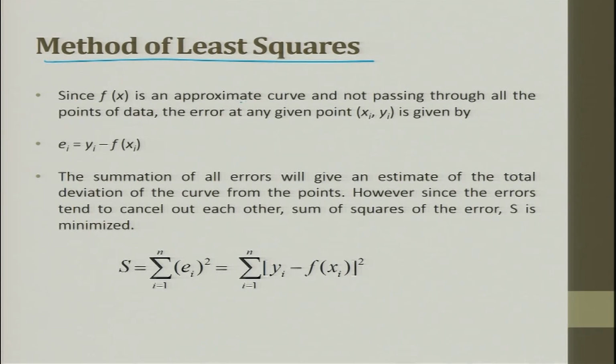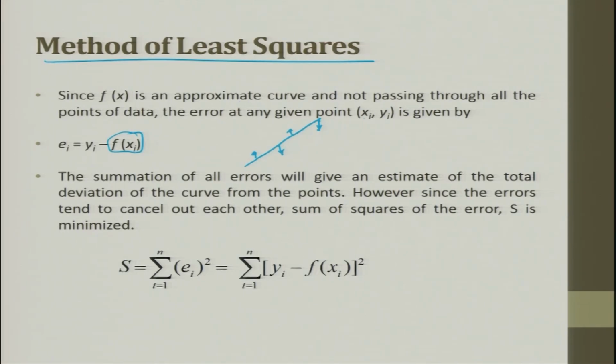Since f(x) is an approximate curve and it is not passing through all the points of data, the error at any given point xi, yi is given by error is nothing but yi minus f(xi). So, for example, you have several of these points and then you have a line passing through. Now, you want to measure this deviation, which is the error. The error at any given point xi, yi is given by ei equal to yi minus f(xi).